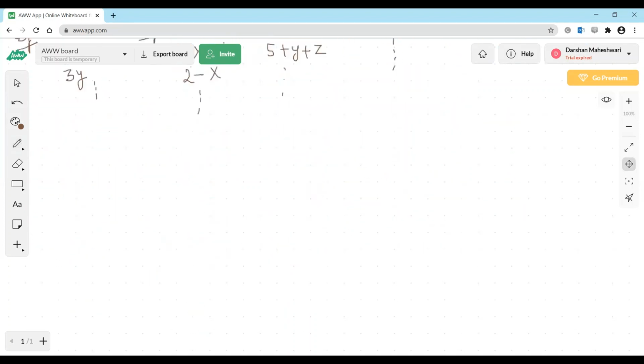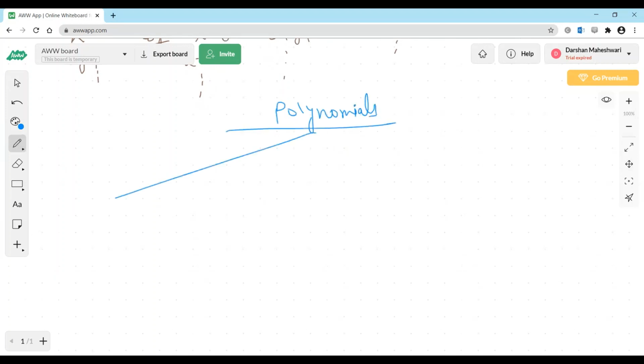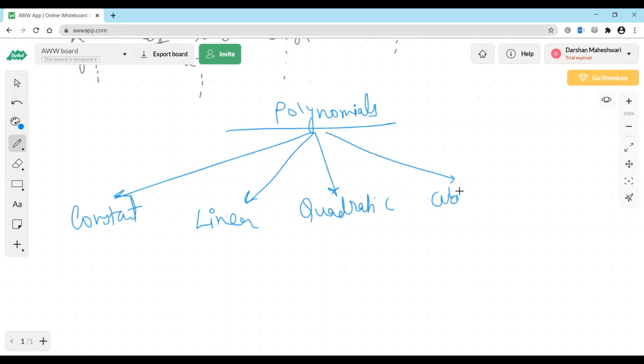Now we can also classify polynomials based on the power which they have. So polynomials based on the powers are defined as: we have a constant, then we have linear, then we have quadratic, then we have cubic, etc. Now constant means the degree of the polynomial is 0. For example, we have 5. So 5 is a constant polynomial.